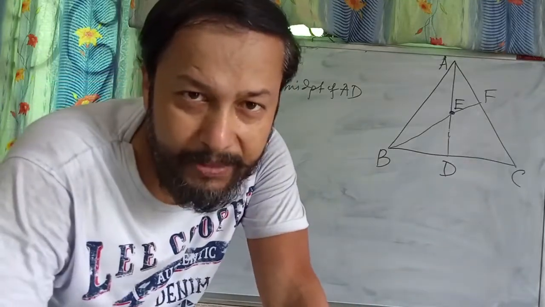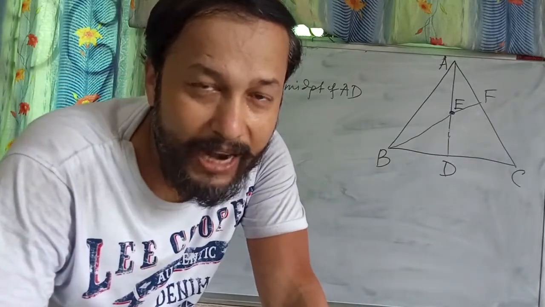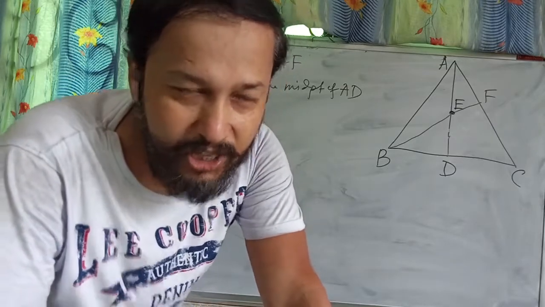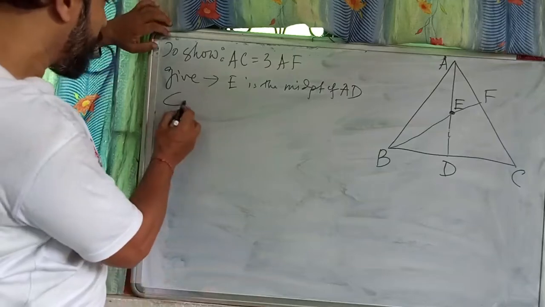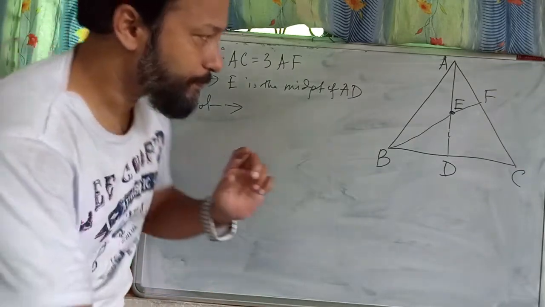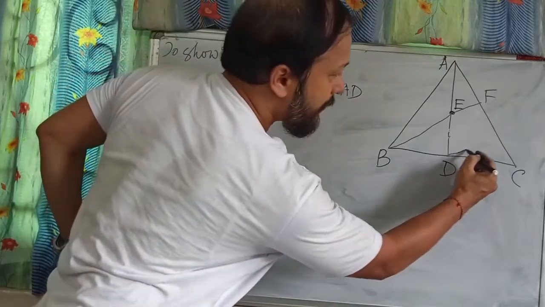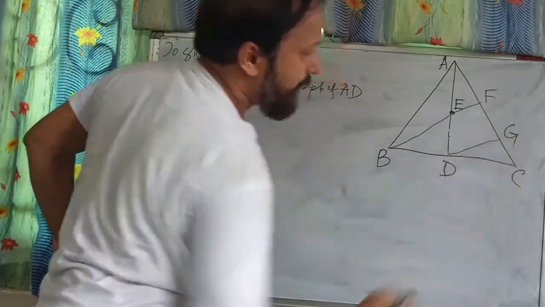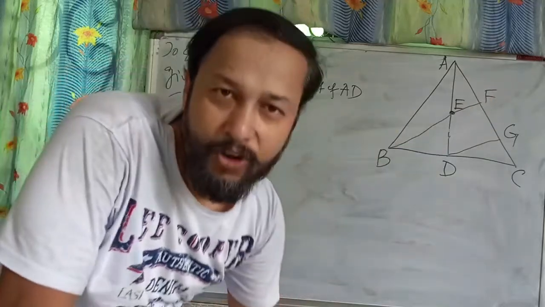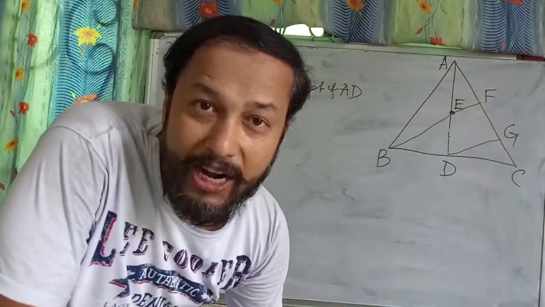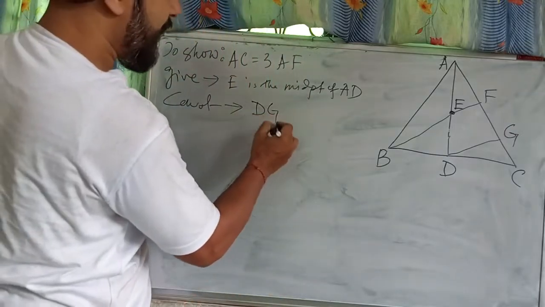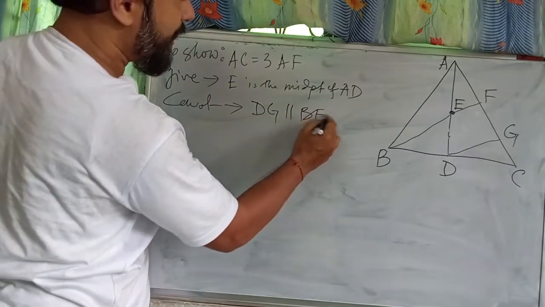We have to draw something extra. That is the construction you have to make. So what is the construction? Construction is: draw a line DG which is parallel to BF.